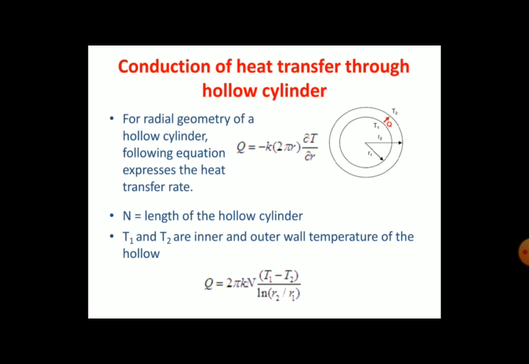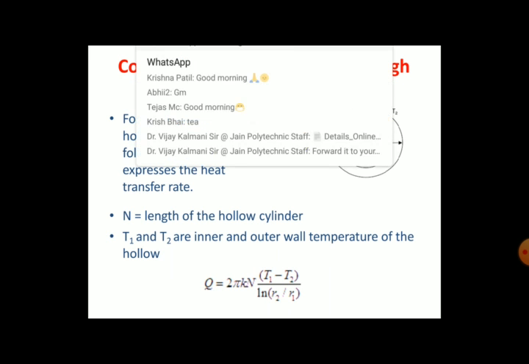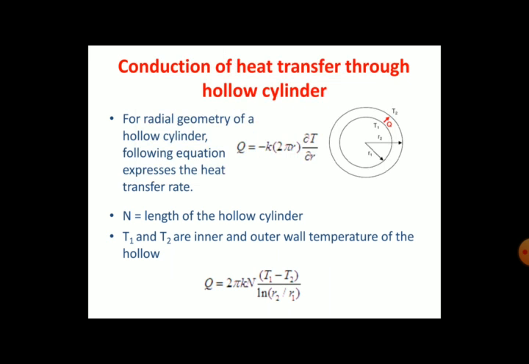Here A is 2 pi r into n, where n is the length of the cylinder, into dT by dr. So what is dr? It is the change in radius. In the previous case there was a change in distance, so here it will be a change in radius. And n is the length of the cylinder, of course.